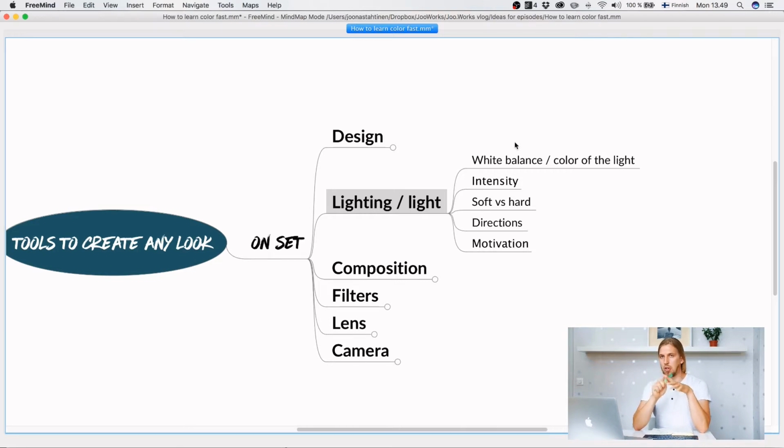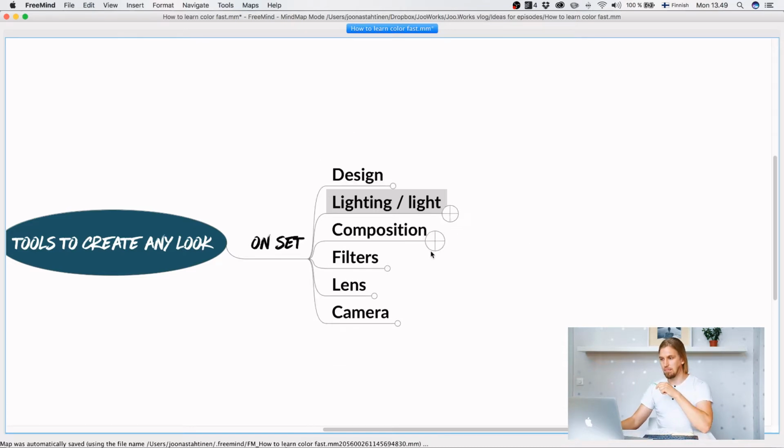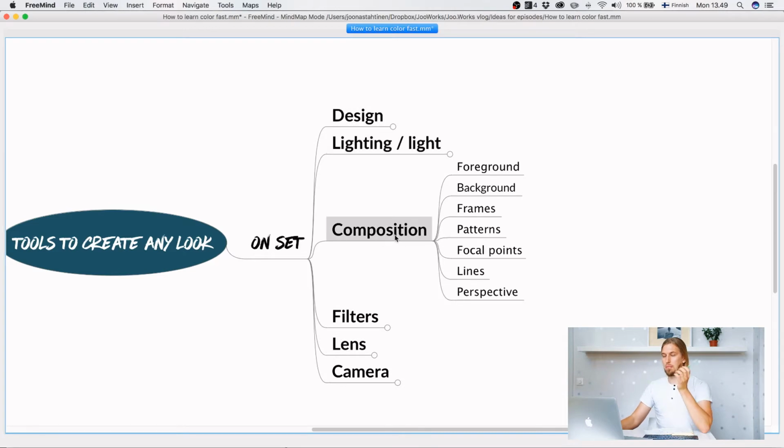And then the second part is light and lighting, and when we're thinking about this: what is the white balance or the color of the light, what is the intensity, is it soft or hard, what is the direction, and what is the motivation.